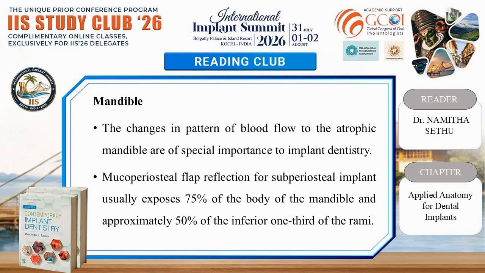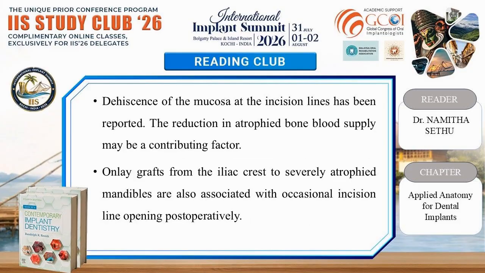The changes in pattern of blood flow to the atrophic mandible are of special importance to implant dentistry. Mucoperiosteal flap reflection for subperiosteal implant usually exposes 75% of body of the mandible and approximately 50% of inferior one-third of the rami. Dehiscence of the mucosa at the incision lines has been reported. The reduction in atrophied bone blood supply may be a contributing factor.